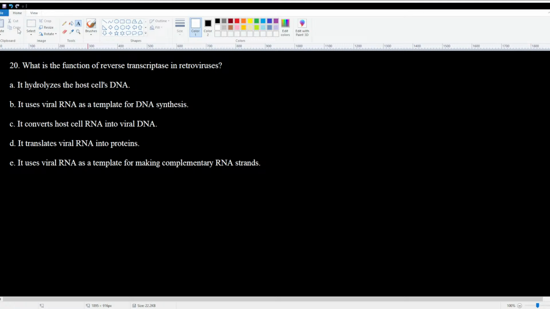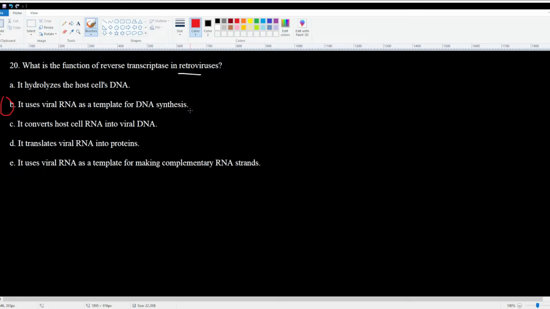Moving on. So, number 20 is asking what is the function of reverse transcriptase in retroviruses? So, what is a retrovirus? A retrovirus is a virus that works in reverse, right? Or it works backwards how it normally would. So I'm just going to say it. The answer is B, right? It would have to use viral DNA as a template for DNA synthesis.